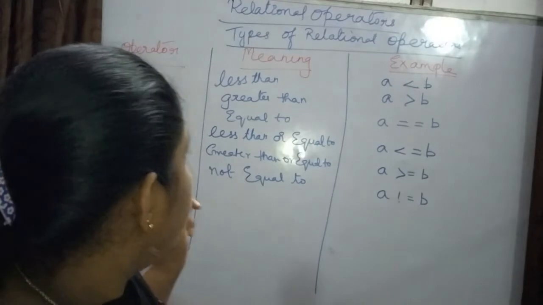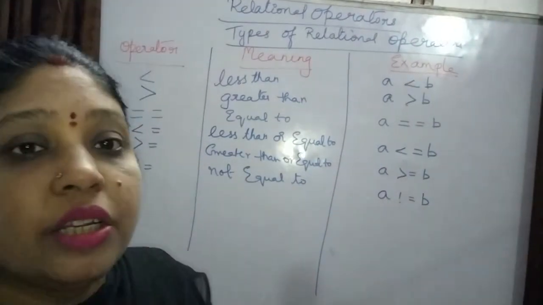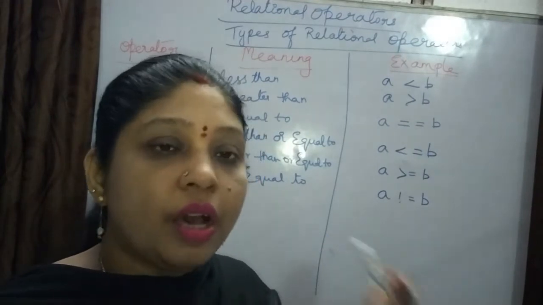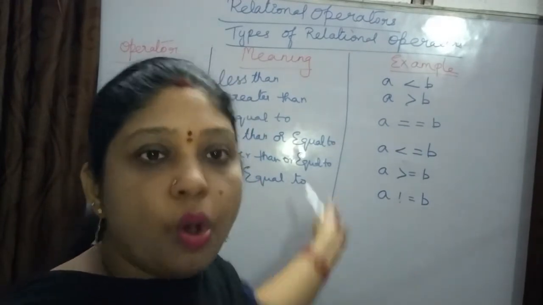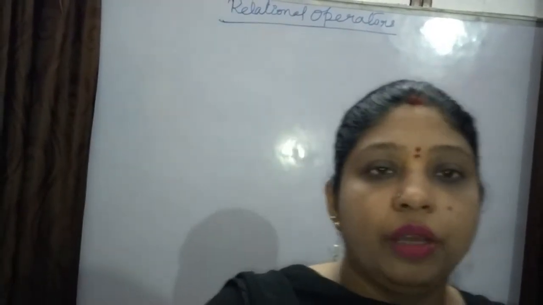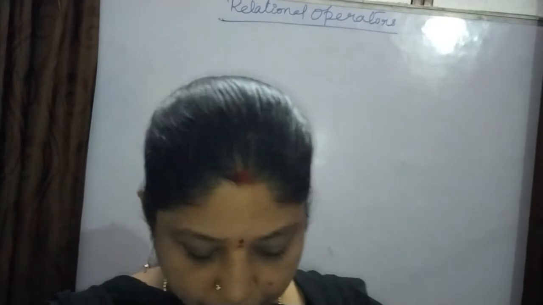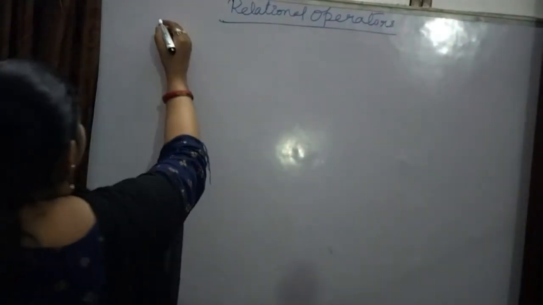Now this is the operators, relational operators chart. Now after this I am going to write one example program using all these operators. Now I am writing one example program using these operators. Now let us write the program.